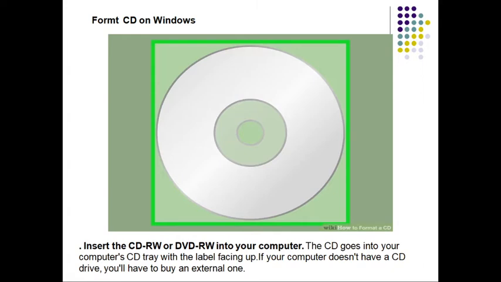Format CD on Windows. How to format CD on Windows? Insert CD, that is pictorially showing the step by step. Insert the CD-RW or DVD-RW into your computer. The CD goes into your computer's CD tray with the label facing up. If your computer does not have a CD drive, you will have to buy an external one.